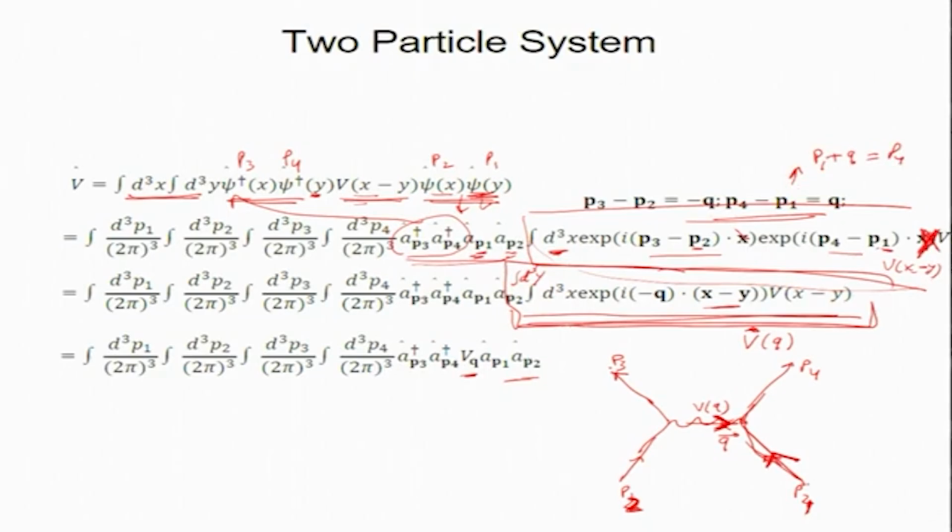Can you guys see this? P1 plus Q is P4. So P1 is coming in, Q is also coming in, and that gives you P4. Momentum must be conserved. P2 is coming in as well. Here P3 minus P2 is Q, so Q plus P3 is P2. It is true that P2 equals Q plus P3. So momentum must be conserved at these vertices, and this is a Feynman diagram.